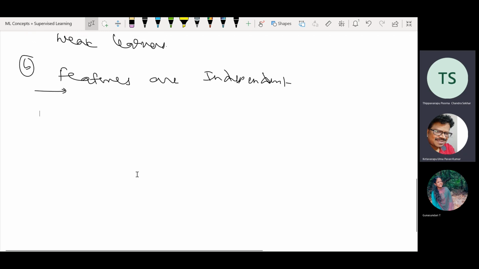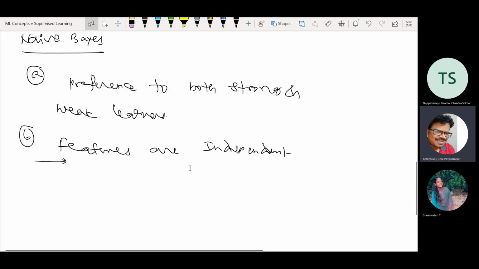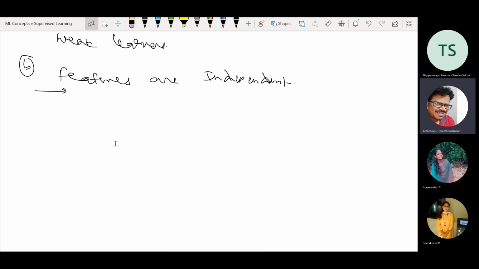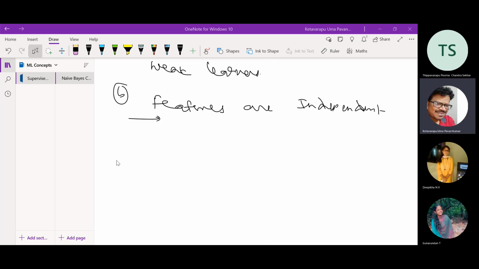Okay, so these 2 points, hope they are clear. The very first point is that we are giving preference to both strong and weak learners, and features are independent in nature. Now the point is, how do I make use of this naive Bayes in understanding? Of course you can get many points related to naive Bayes, where we make use of the Bayes theorem and build a corresponding classifier. All these things are pretty common.